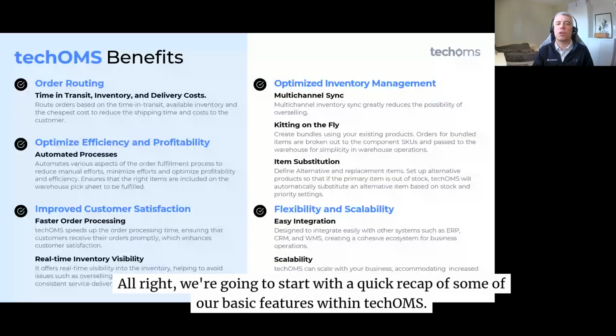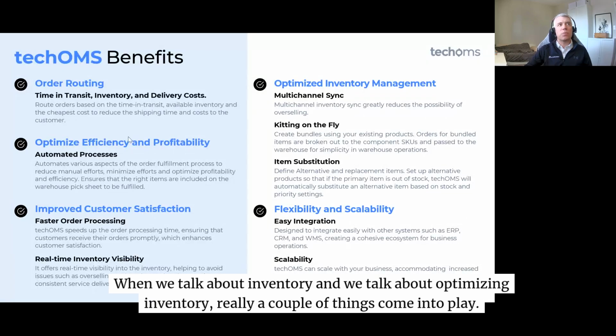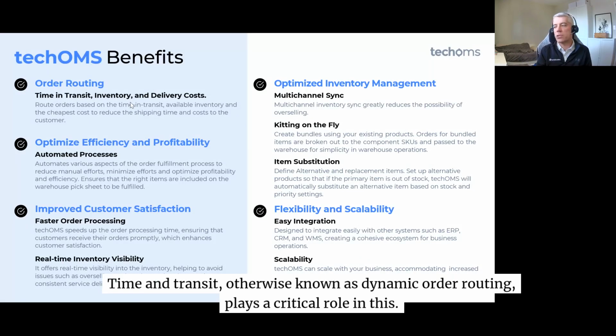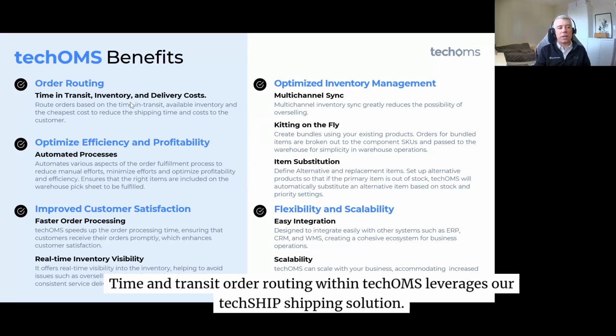All right, so I'm going to start with a quick recap of some of our basic features within techOMS. When we talk about inventory and we talk about optimizing inventory, really a couple things come into play. First and foremost is order routing. Time in transit, otherwise known as dynamic order routing, plays a critical role in this. Time in transit order routing within techOMS leverages our TechShip shipping solution.